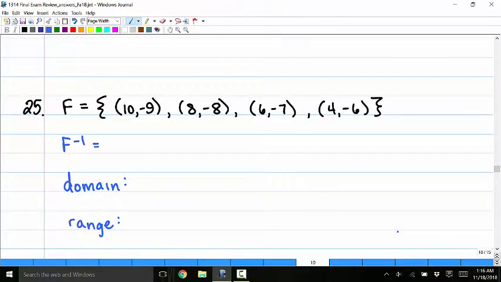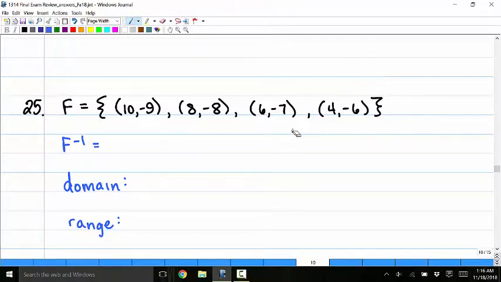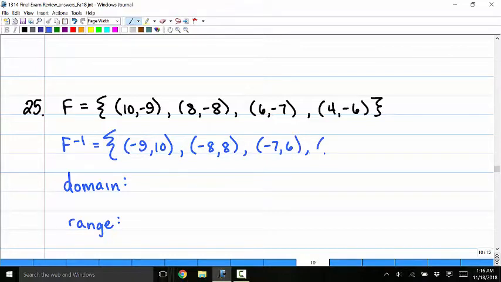Number 25, given the function that's the set of ordered pairs here, I want to find the inverse. How do you find the inverse? You switch the x's and y's. So my inverse function would be (-9, 10), (-8, 8), (-7, 6), and (-6, 4). That would be my inverse.